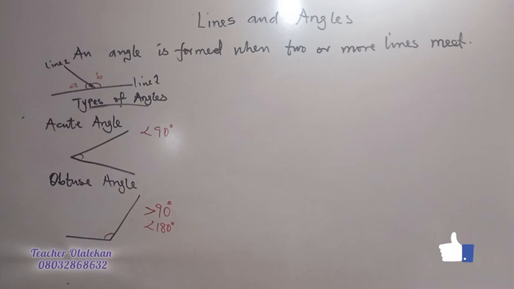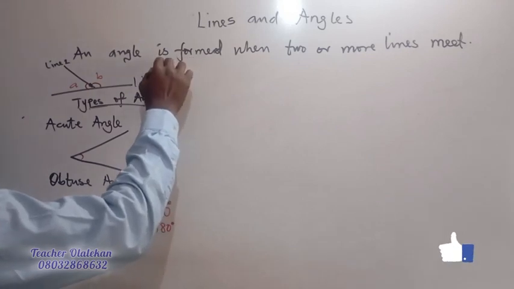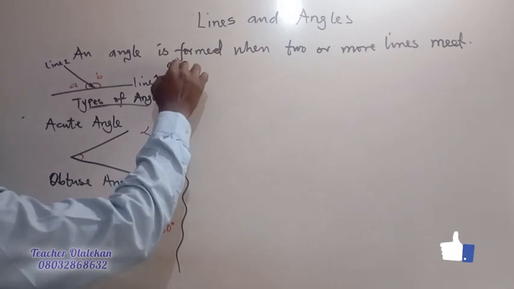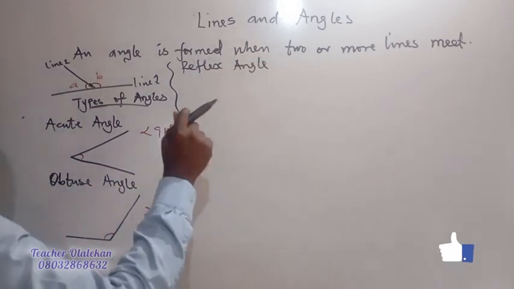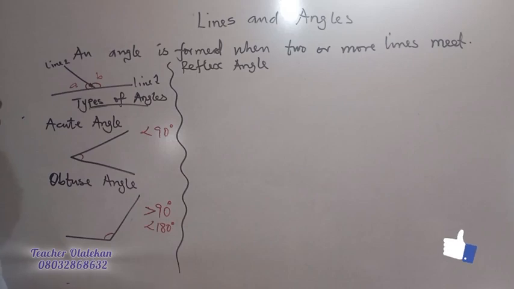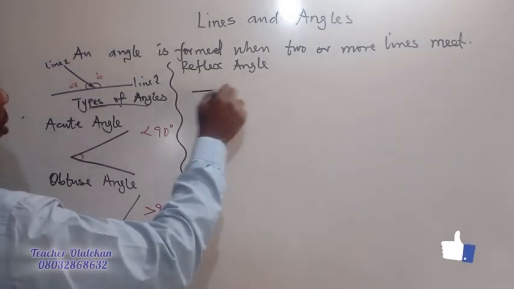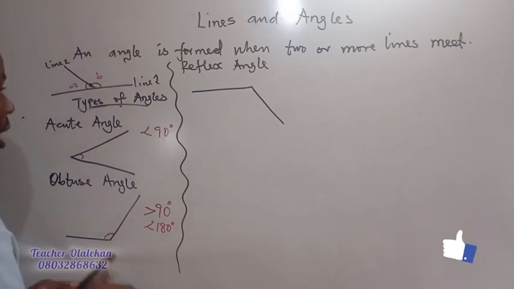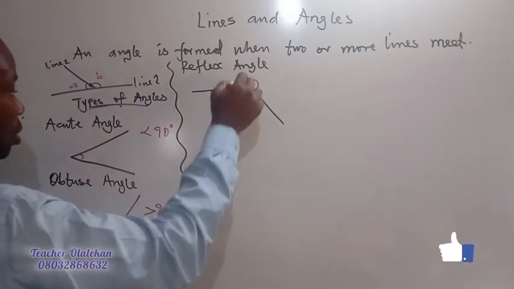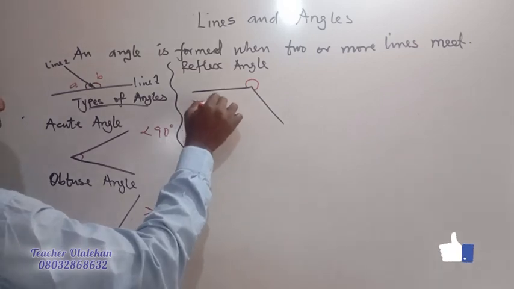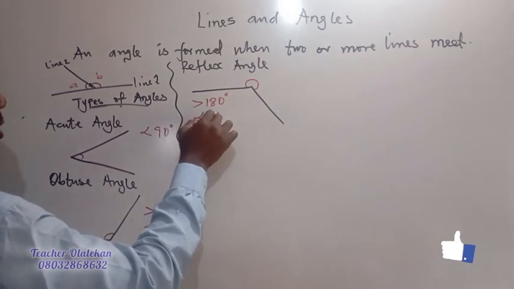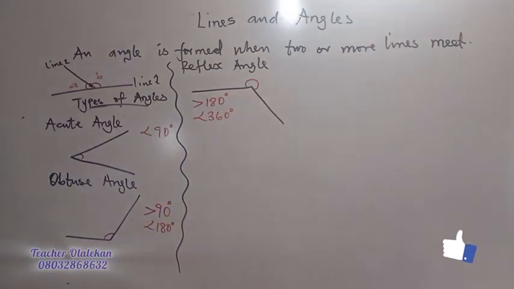So after obtuse, we have the reflex angle. A reflex angle is an angle that is greater than 180 but less than 360. Are you getting it now? A reflex angle looks like this. So the red curved part shows the angle. You see that now? This angle is greater than 180 degrees but less than 360 degrees. I believe you know greater than and less than, right?